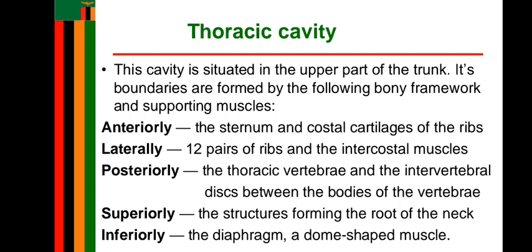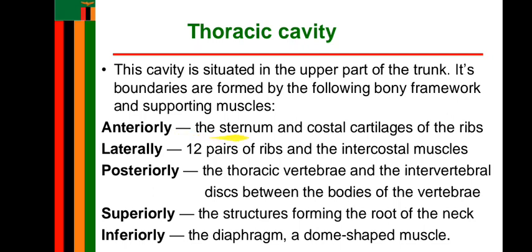So now we are on the thoracic cavity. The thoracic cavity is the cavity that is found in the thorax. This cavity is situated in the upper part of the trunk. Its boundaries are formed by the following bone framework and supporting muscles.